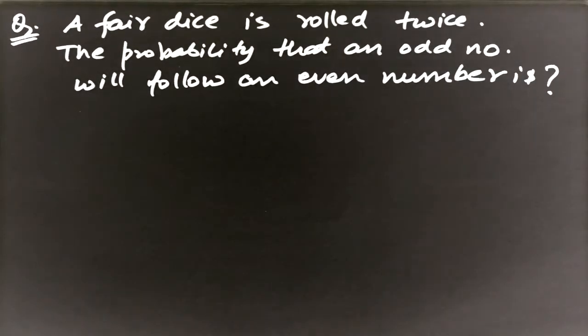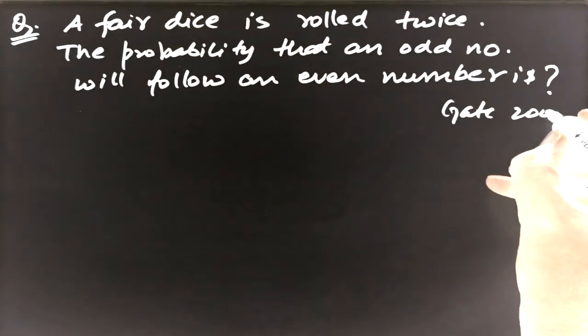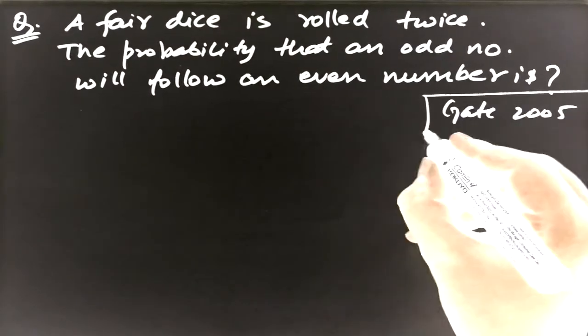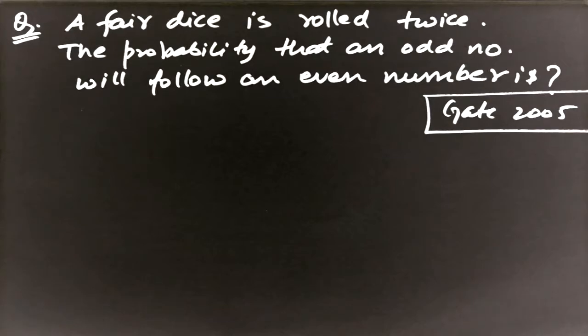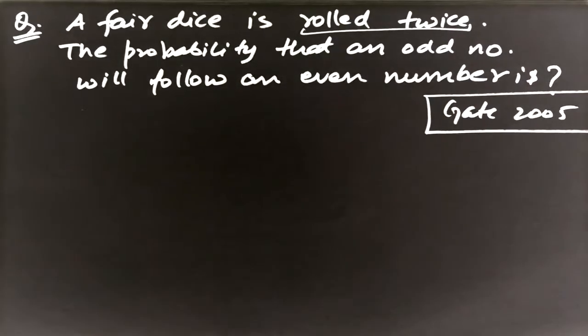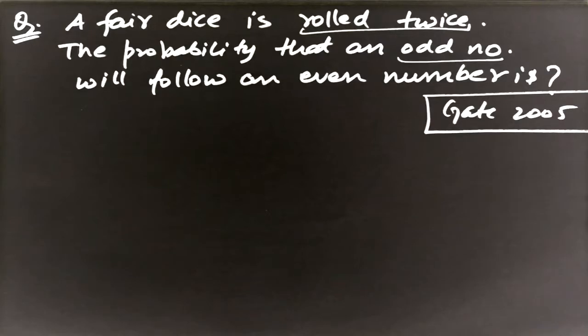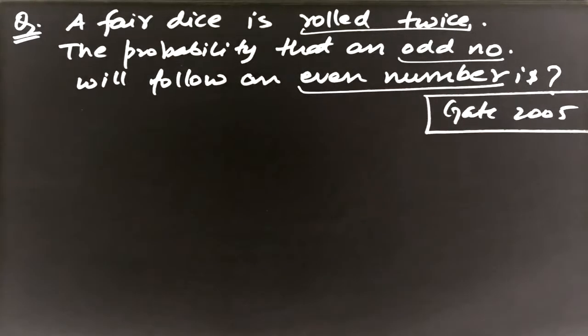This is the next question. This question was asked in GATE 2005. There is a fair dice, it is unbiased. A fair dice is rolled twice. So the probability that an odd number will follow an even number. So to find the probability that an odd number will follow an even number.